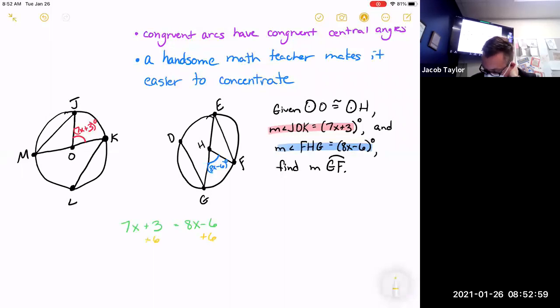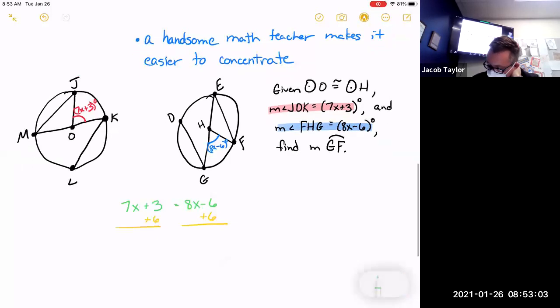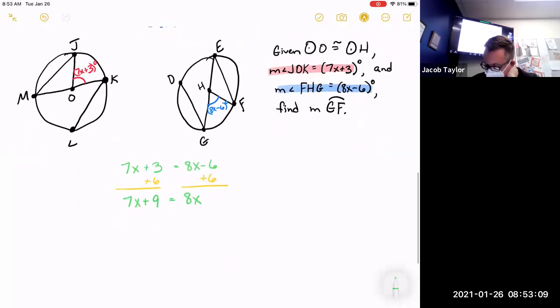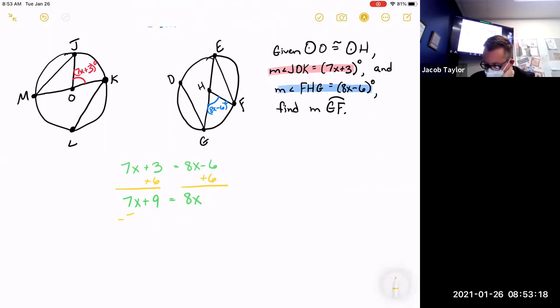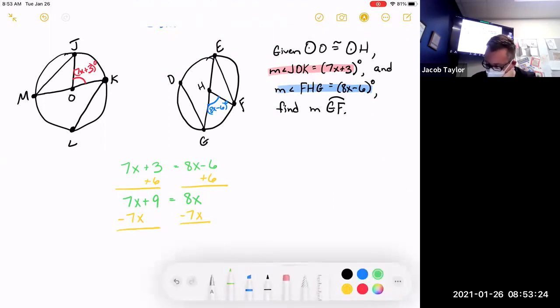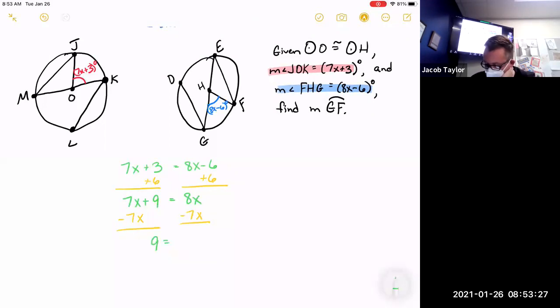Can you do it the other way, when you subtract, then you end up with negative? Yeah, you can, but you end up with the negative. Emily's right. If you did it the other way, you'd have negative equals negative, which is fine. We ain't scared of negatives. Subtract the 7x. That equals x. So 9 equals x.